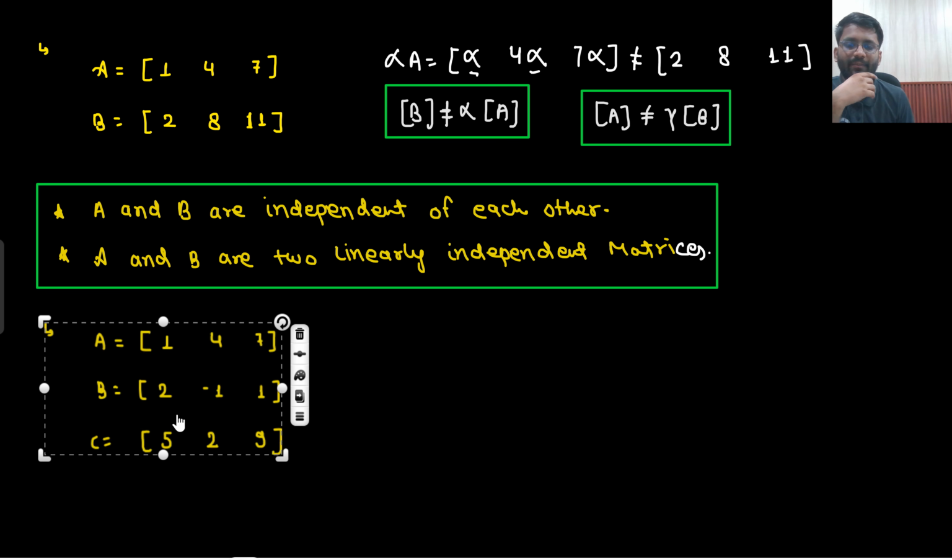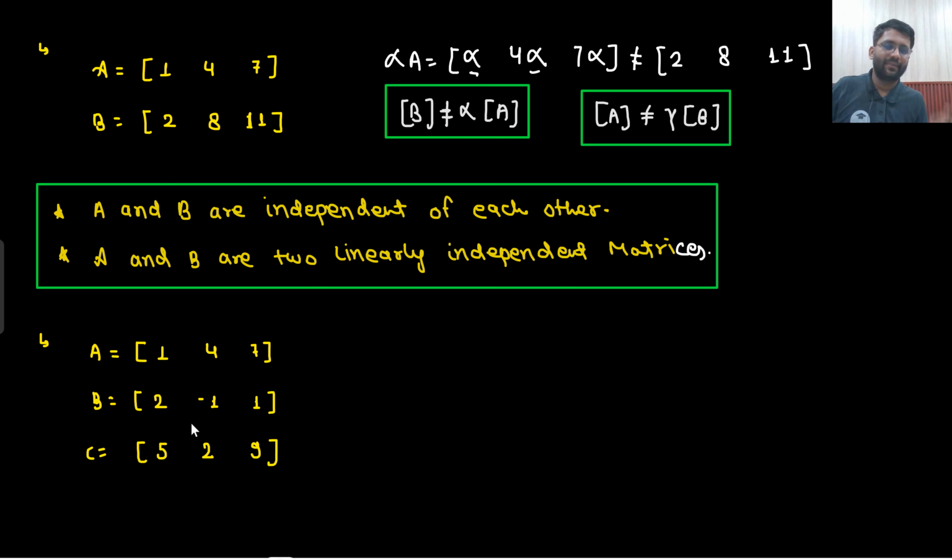Now let's see this example. 3 matrices are there: A, B, C. Now from here onwards, you need to understand every single line with a good amount of patience. You need to listen to my words very carefully. A, B, C is there. If you notice one thing, C is nothing but A plus twice of B. What did I do? I did the twice of B.